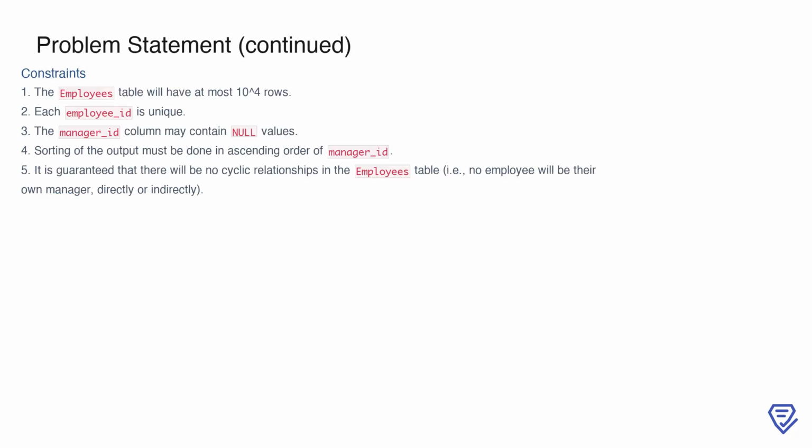Finally, there are some constraints to be aware of. The employees table will have at most 10,000 rows, and the employee_ID column is guaranteed to have unique values. The manager_ID column can contain null values for employees without a manager. The output must be sorted in ascending order of manager_ID, and there will not be any cyclic relationships in the data. This means no employee will ever manage themselves, either directly or indirectly. These constraints ensure the problem remains well-defined and computationally feasible.